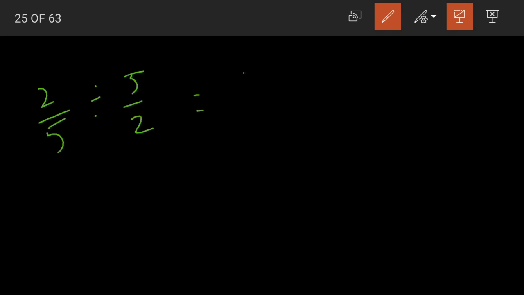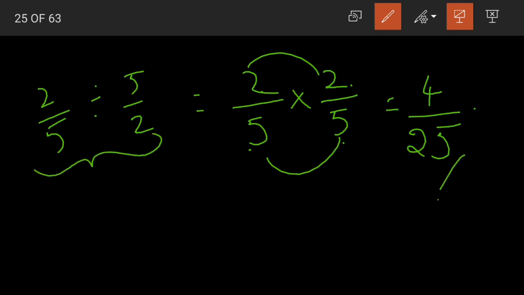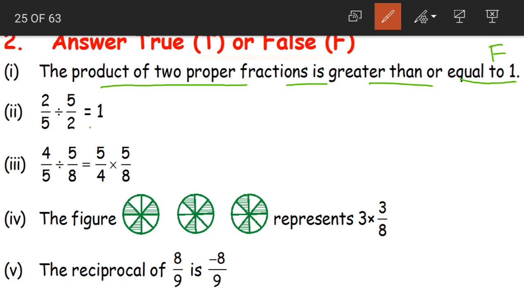Now how to divide? The first fraction will be written as it is, division is replaced with the multiplication symbol, and 5 by 2 we take the reciprocal. Yes, so 2 2s become 4 and 5 5s become 25. What is the division of 2 by 5 and 5 by 2? The answer is 4 by 25. But what is given here? We are given 1. So it also becomes a false statement.